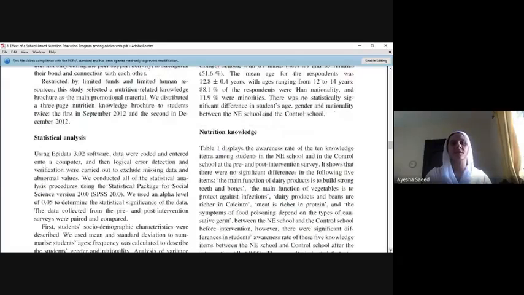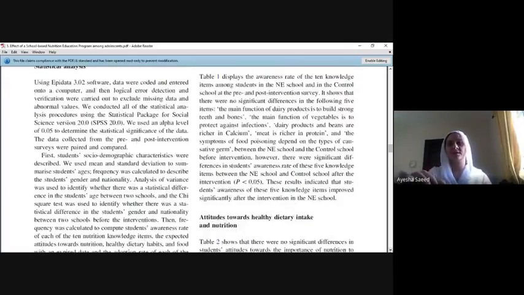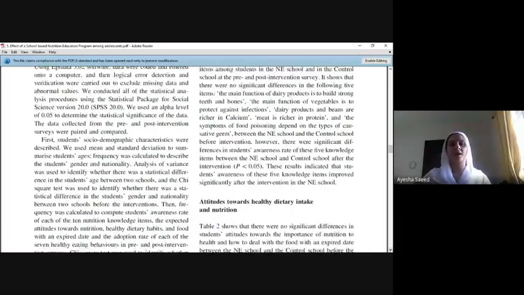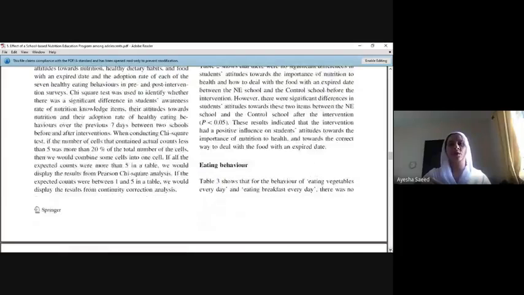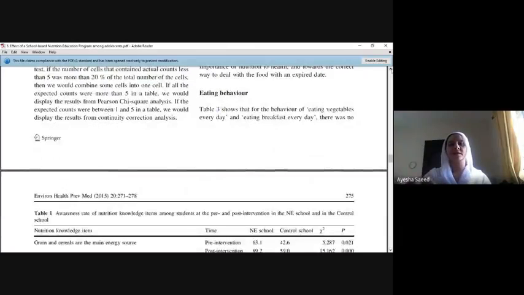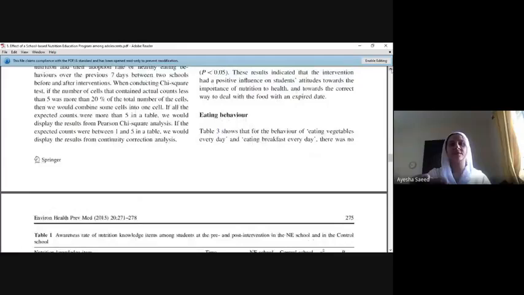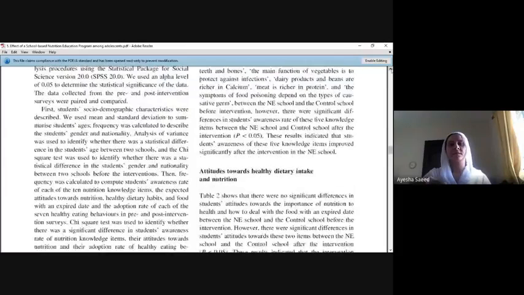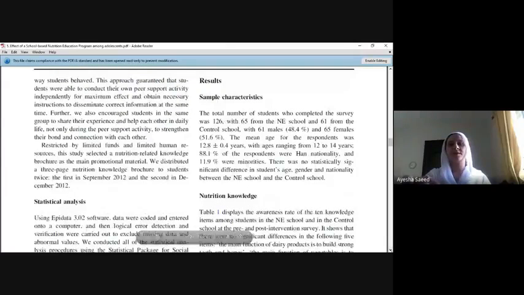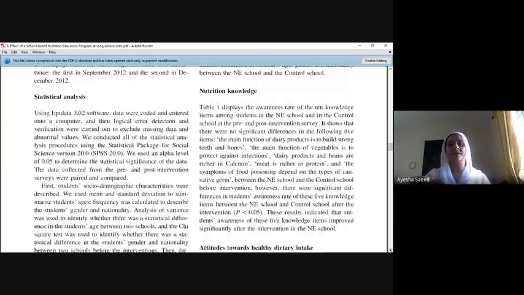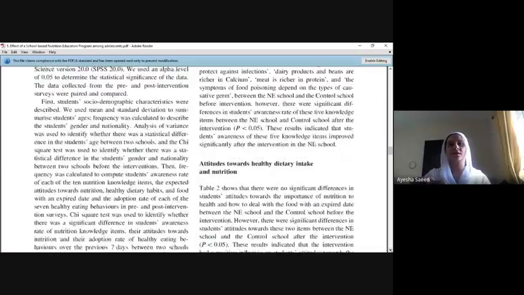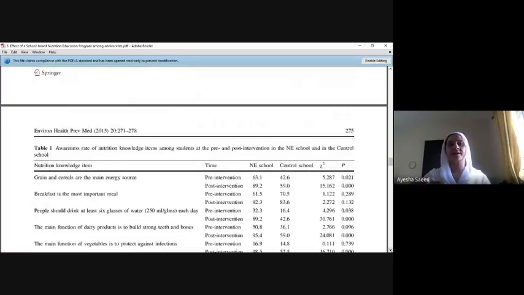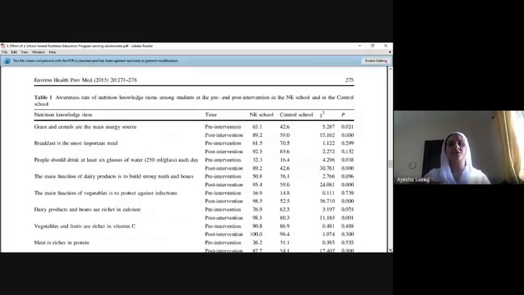Now, these are the details of the statistical analysis they did. We are just going to have a look at what the main results were. The main results have been given in descriptive form. First, they have given the sample characteristics, then results of the knowledge, then attitudes, and then behavior. I'm just going to go through the tables and explain what their main findings were.